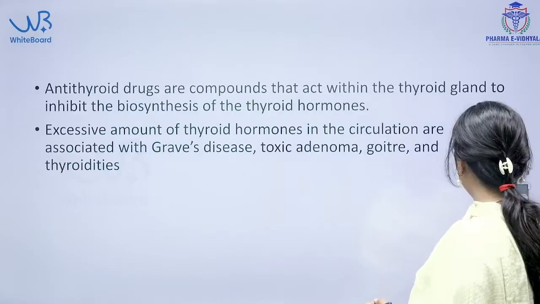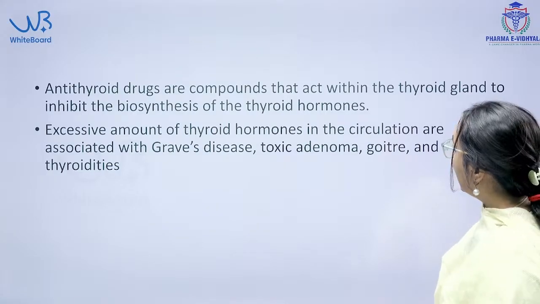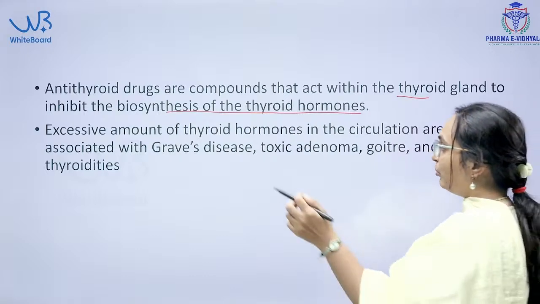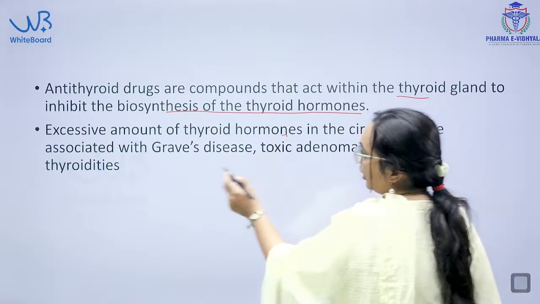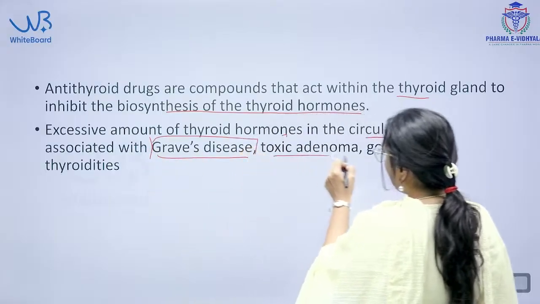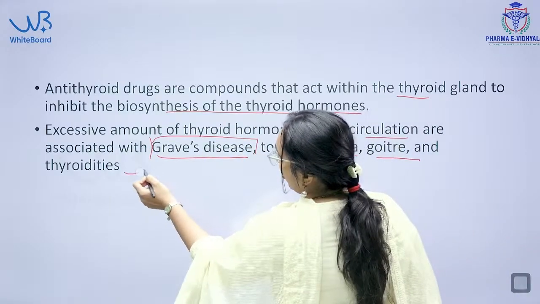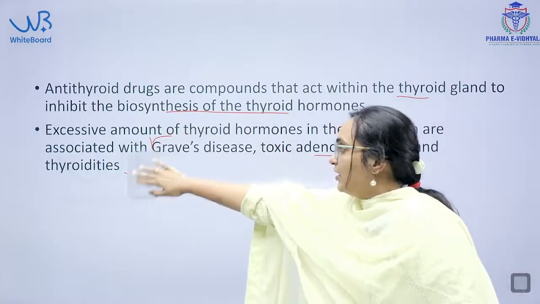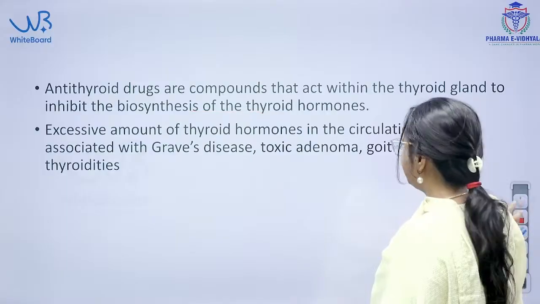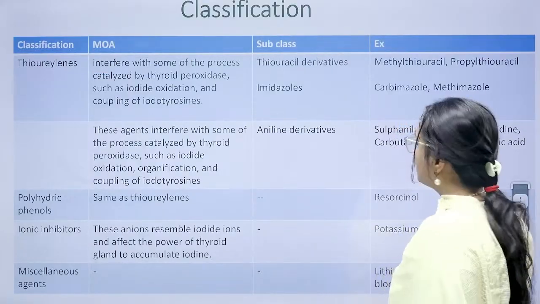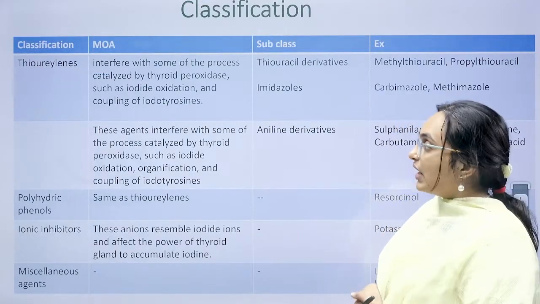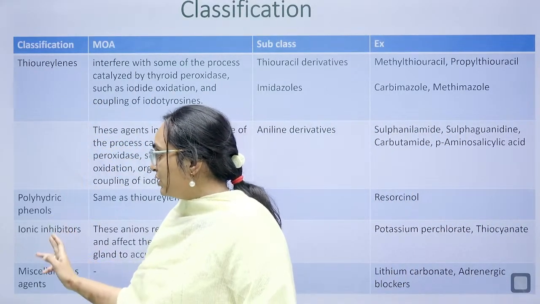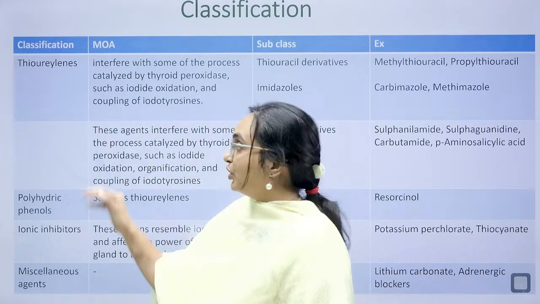Anti-thyroid drugs are compounds that act within the thyroid gland to inhibit the biosynthesis of thyroid hormones. Excessive amounts of thyroid hormones in the circulation are associated with Graves' disease, toxic adenoma, goiter and thyroiditis. Next, different types of anti-thyroid drugs. Classification: these are classified into thioureylenes, polyhydric phenols, ionic inhibitors and miscellaneous.